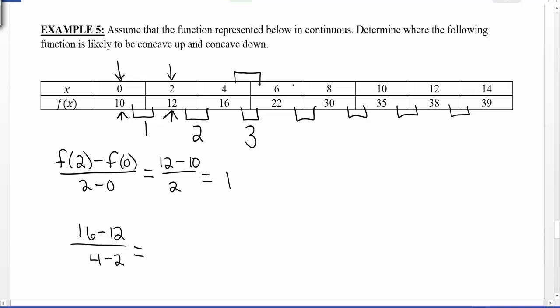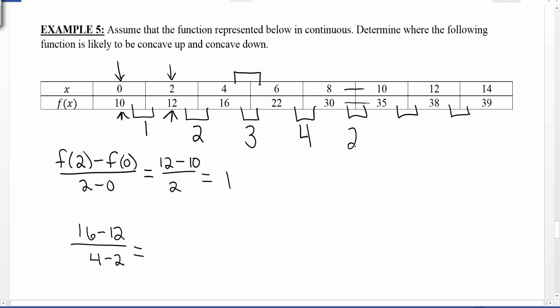If I do the average rate of change between 6 and 8, I will be doing the change in y, which is 30 minus 22, which gives me 8, divided by 8 minus 6, which is 2. 8 divided by 2 is going to give me 4. From 8 to 10, the change in y over change in x will be 35 minus 30, which is 5, divided by 10 minus 8.